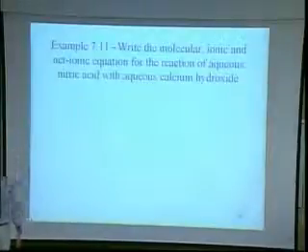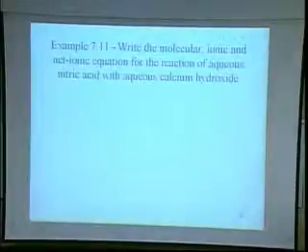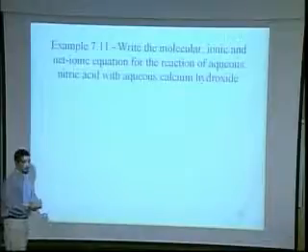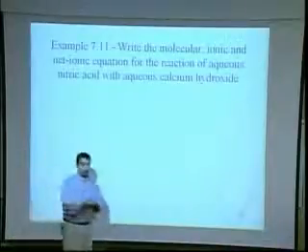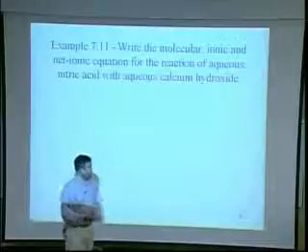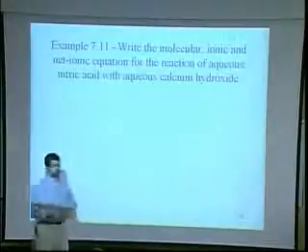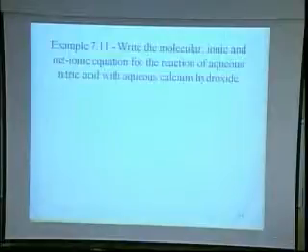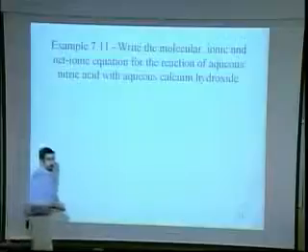All right, so here we go. Write the molecular, ionic, and net ionic equation for the reaction of aqueous nitric acid with aqueous calcium hydroxide. Well, that's what we just saw, but now I want you to break it down and write down everything about it. Okay? So, nitric acid, quick, what is it without looking? HNO3, good. Okay? Calcium hydroxide, what is it?